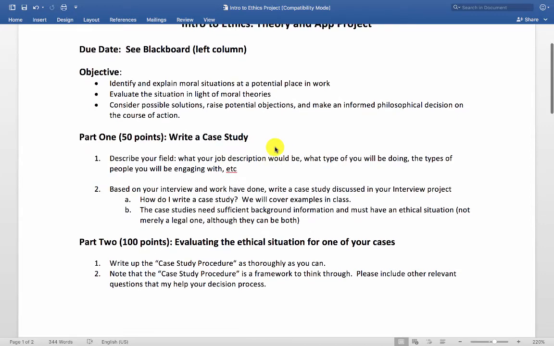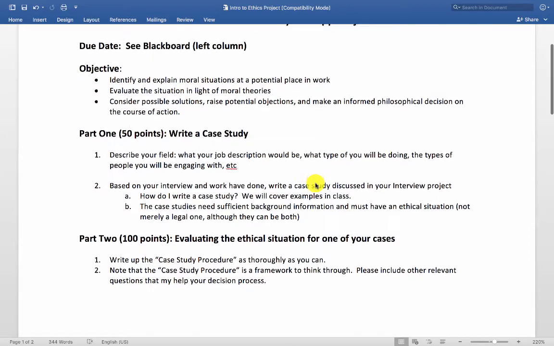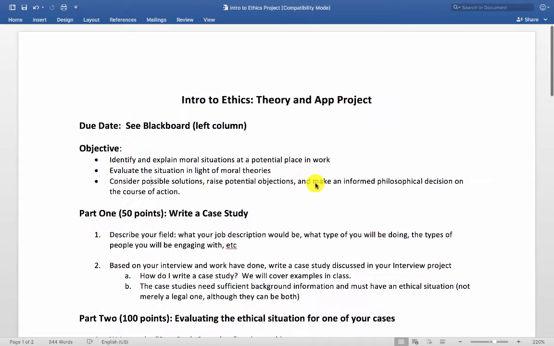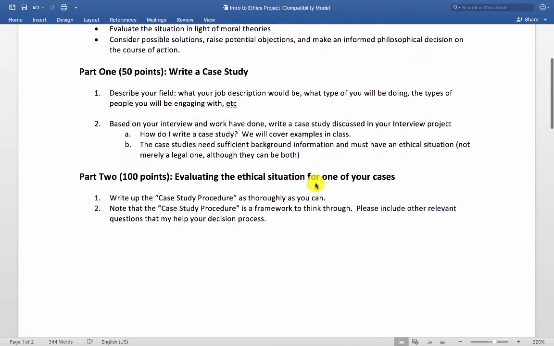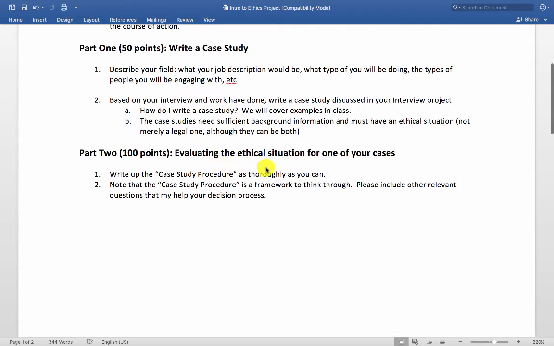So part one is to write a case study, and we've been doing that, and you'll be doing more of that this week. Here is just the basics of what you're going to have to turn in. That's part one of the project. Part two is evaluating the ethical situation for one of your cases, okay? We are only doing one case.